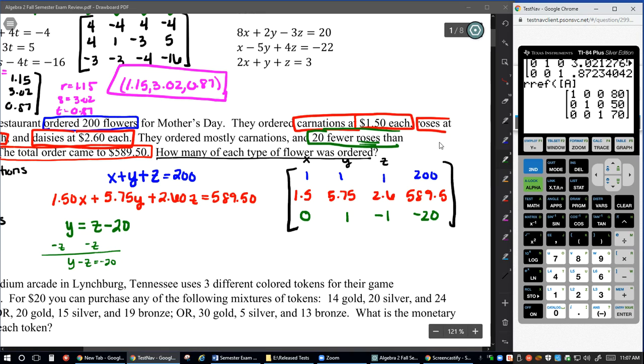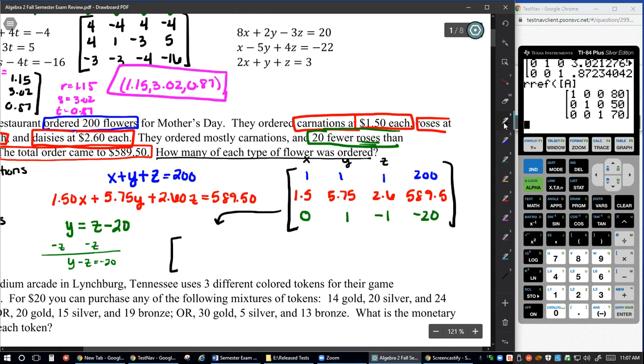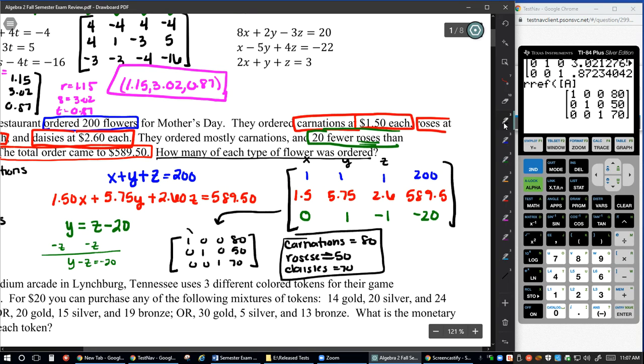And so what we have then is our answer: 1 0 0 80, 0 1 0 50, and 0 0 1 70. And so what this means is that you had 80 carnations, you had 50 roses, and you had 70 daisies. Because of the way we defined X, Y, and Z. These are your X's, your Y's, your Z's.